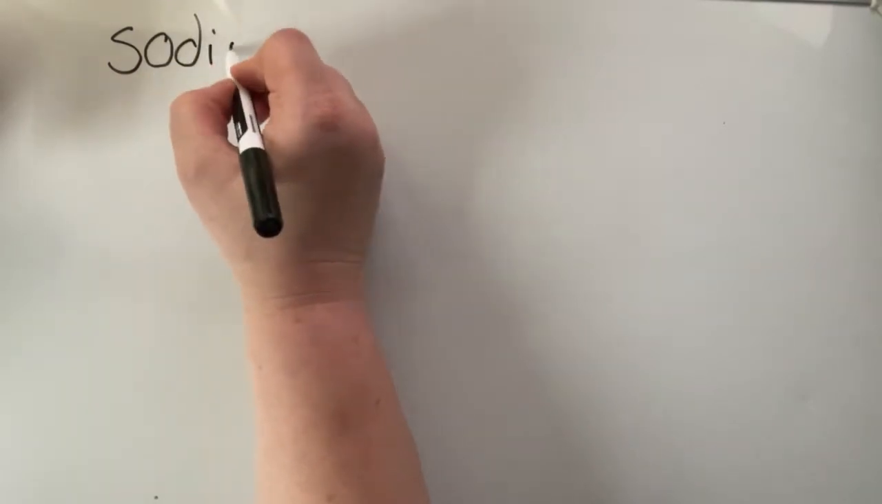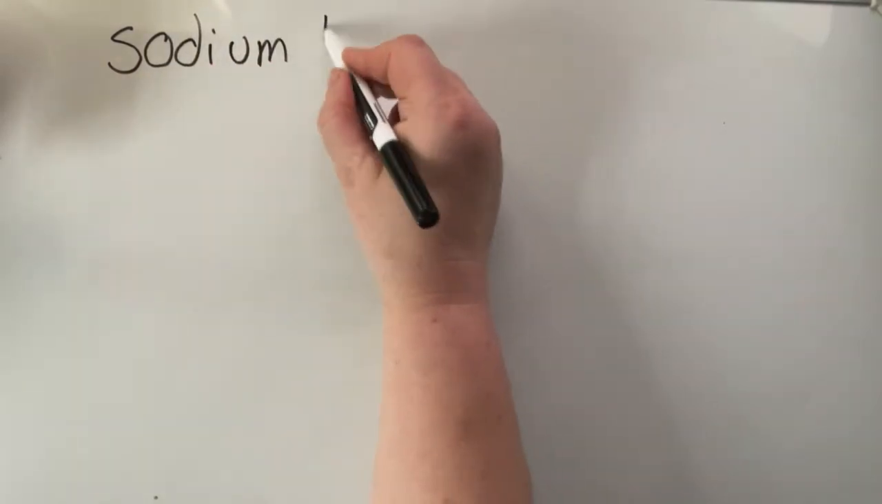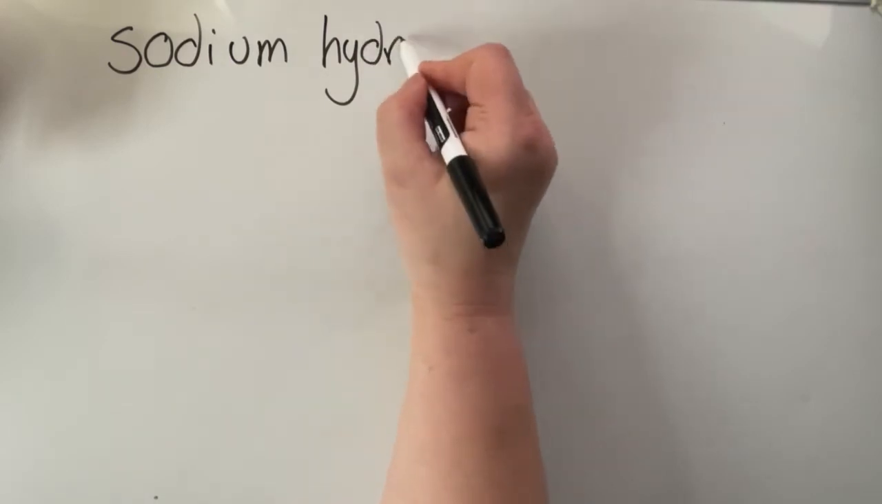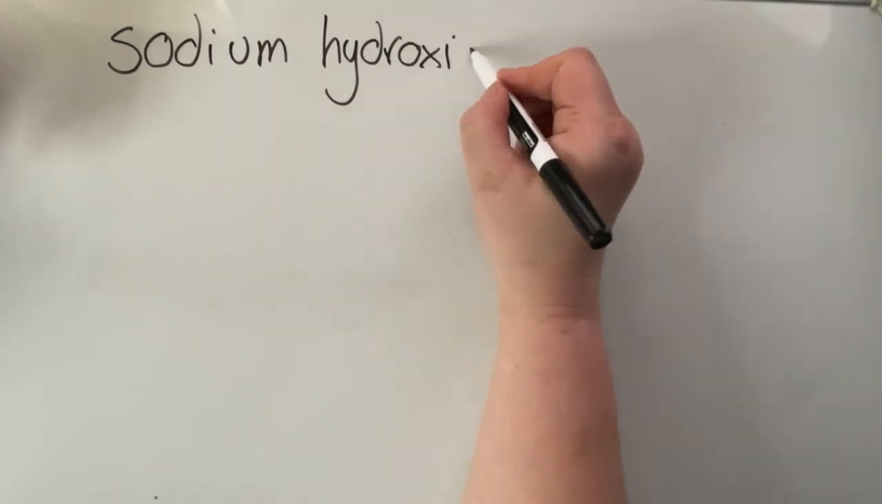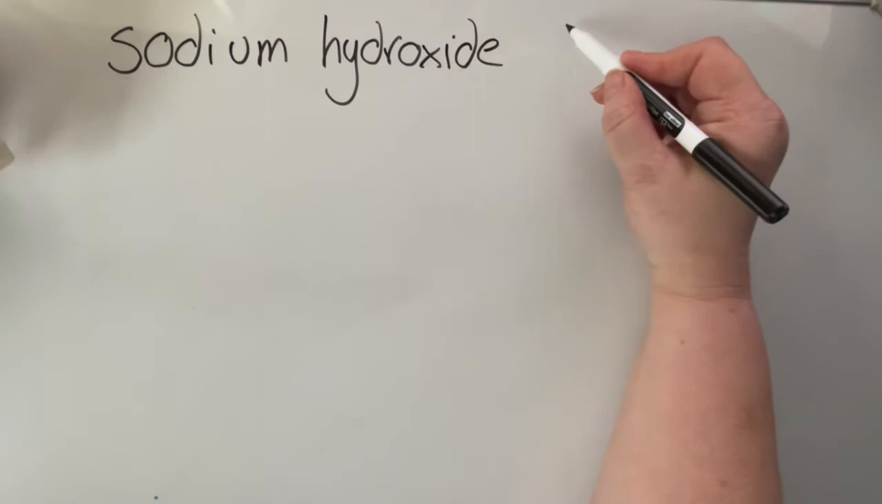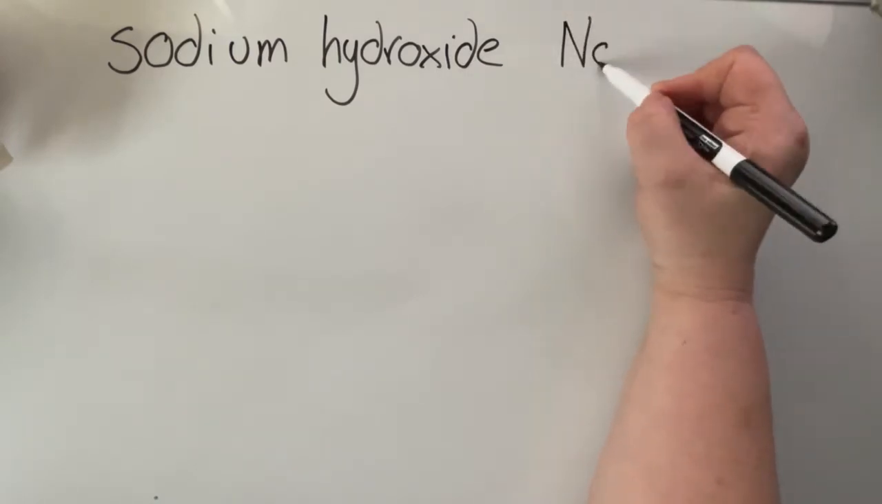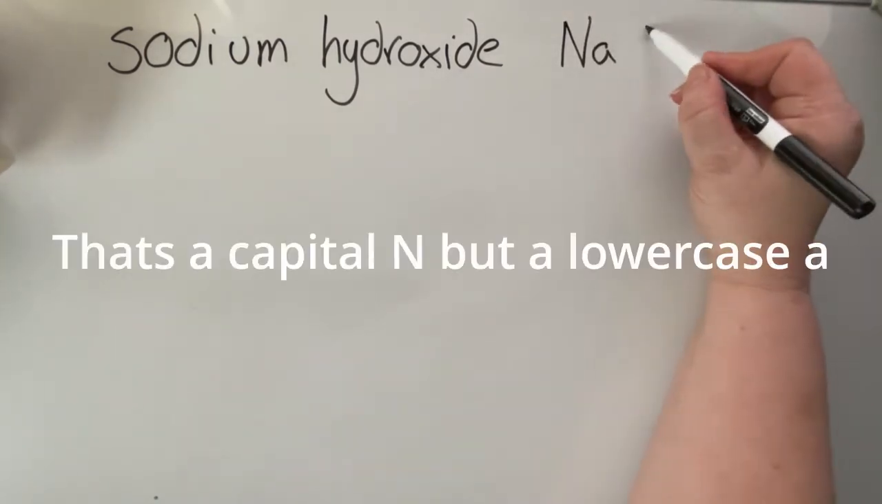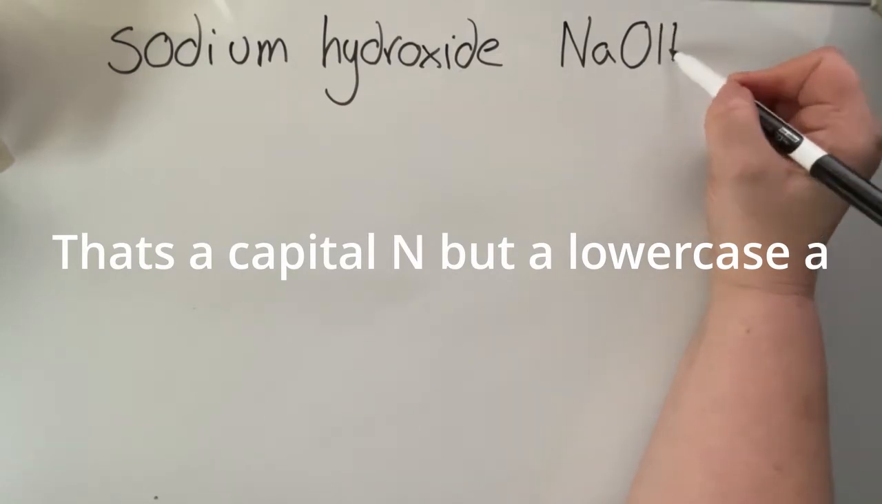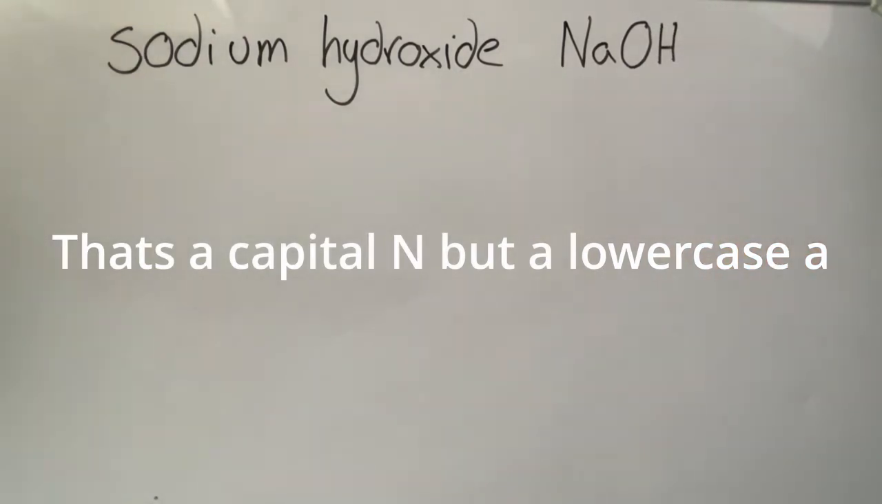By far, the most common alkali that you'll come across is sodium hydroxide. Its formula is capital Na for the sodium, capital O, capital H.